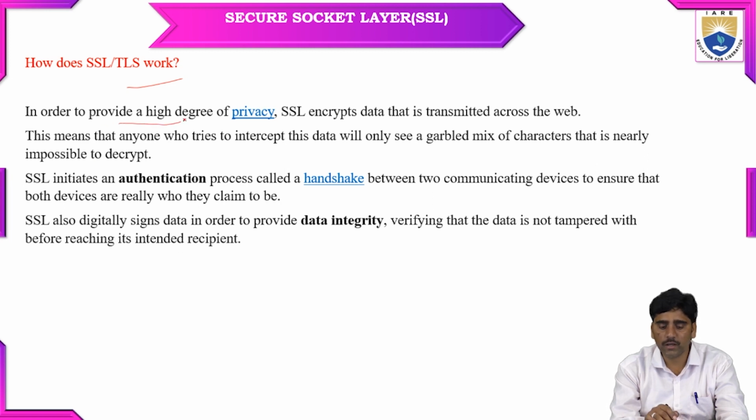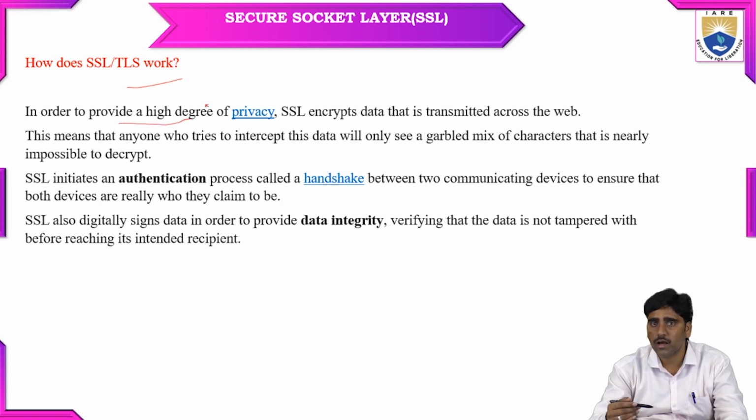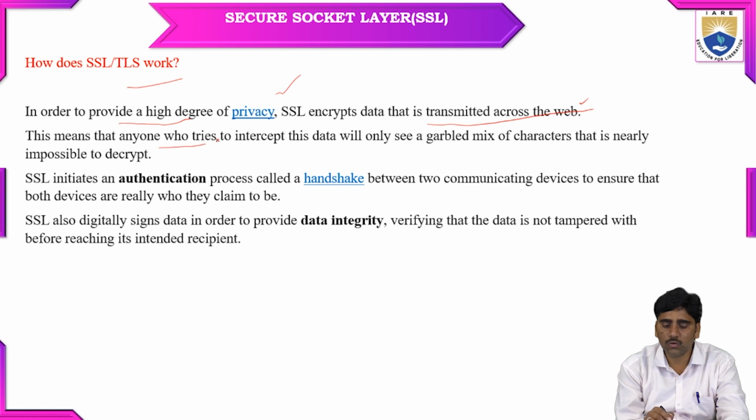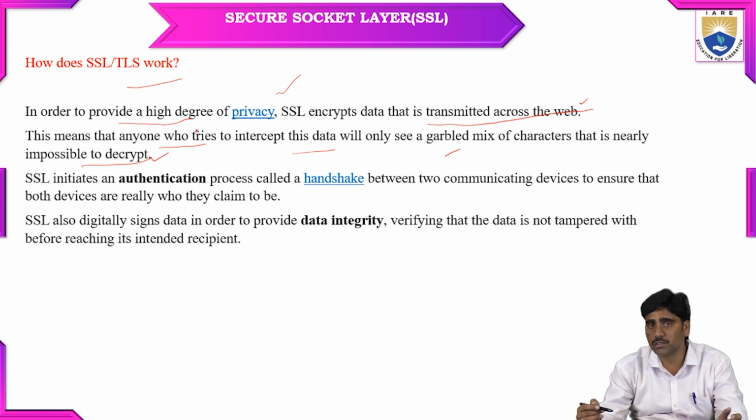In order to provide a high degree of privacy, SSL encrypts the data that is transmitted across the web. That means anyone who tries to intercept this data will only see a garbled mix of characters that is nearly impossible to decrypt. If anybody wants to see the data on the web, they cannot see the contents because it is encrypted, and they can see only a garbled mix of characters.